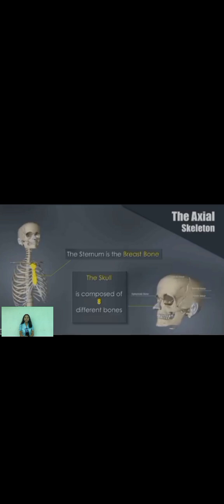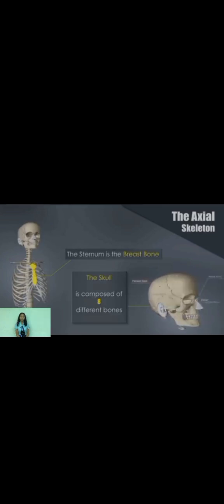The skull is composed of 8 different bones. The spinal column is also known as the vertebrae. There are 26 vertebrae in a spinal column, with an intervertebral disc between each vertebra. The vertebrae, or the spinal column, function to protect the spinal cord. The main function of the intervertebral discs is to act as shock absorbers between each vertebra.